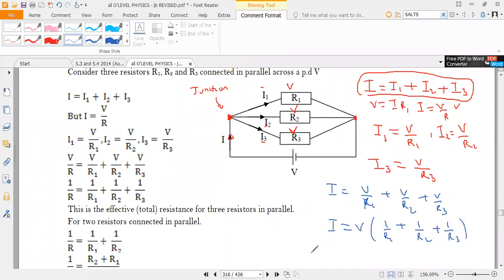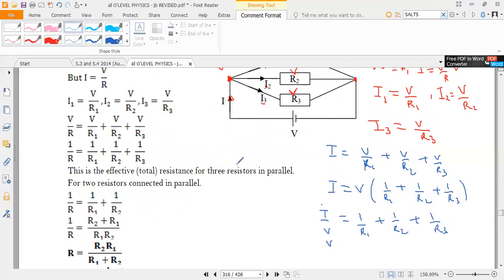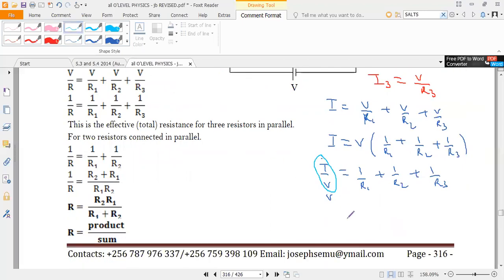If I divide both sides by V, I end up with I out of V equal to 1 out of R1 plus 1 out of R2 plus 1 out of R3. But I out of V, this fraction, is equivalent to 1 out of R. So finally, for the effective resistance, capital R, 1 out of R is given by 1 out of R1 plus 1 out of R2 plus 1 out of R3.